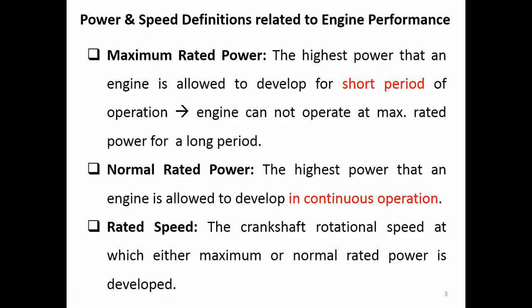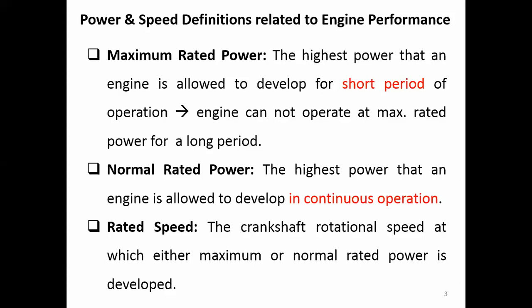Normal rated power. This is the highest power that the engine is allowed to develop or deliver in a continuous operation. So that means if you want to run the engine for a long period of time, you have to run the engine at its normal rated power, because this is the power that you can allow the engine to run in continuous operations. Okay, so there is a difference between the maximum rated power and normal rated power in the way you use the engine.